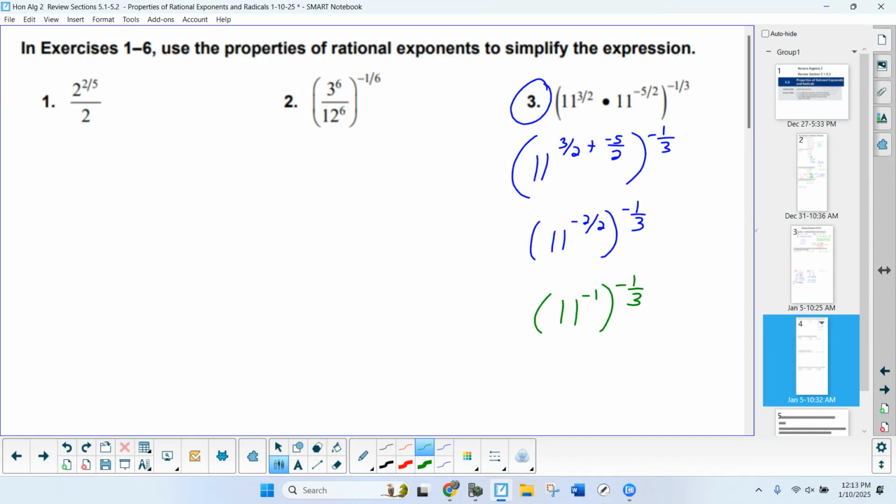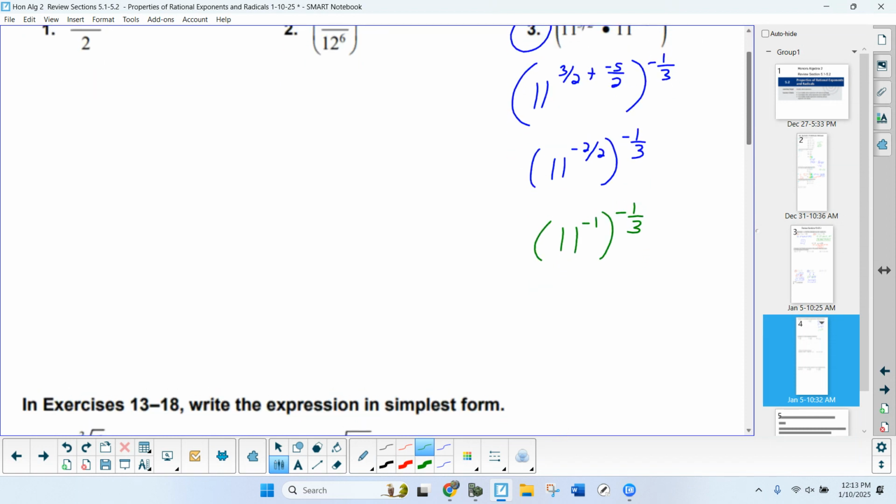My blue work's just how I got there. Now, power of a power. Chloe, what math do you do here when you have a power of a power? Multiply. And what's negative 1 times negative 1/3? Chloe, you're overthinking this. What's a negative times a negative? And what's 1 times a third? Okay, there you go. And now, guys, are we done? Yep, we're done. Questions there?